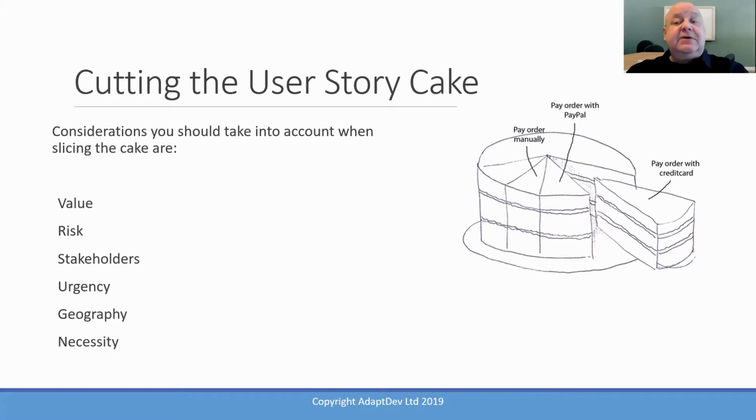All right. So that said, what do we actually mean by vertical and horizontal slicing, right? So not using a whole load of slides here, but you can see in the one up on the background there, we've got the cake in it. That's the cake of all the stories we're looking at. You've got a couple that are named: pay order with a credit card, pay order with PayPal, pay order manually.